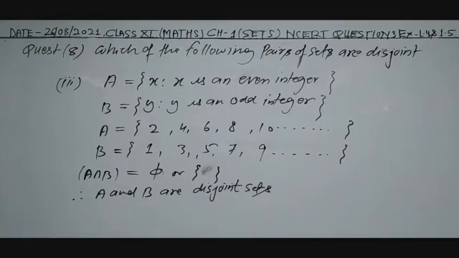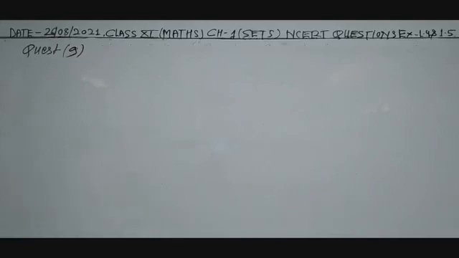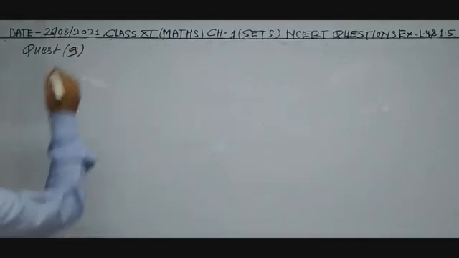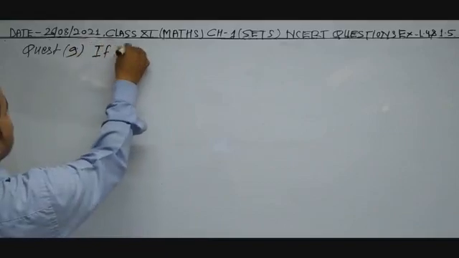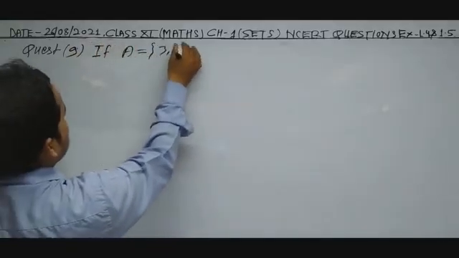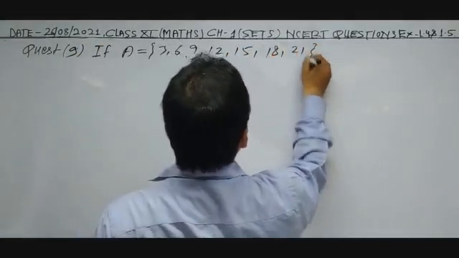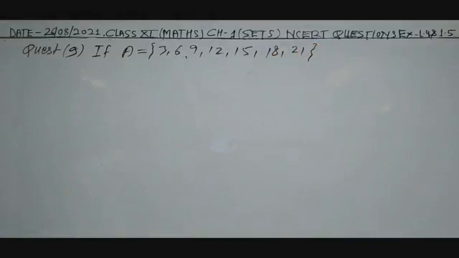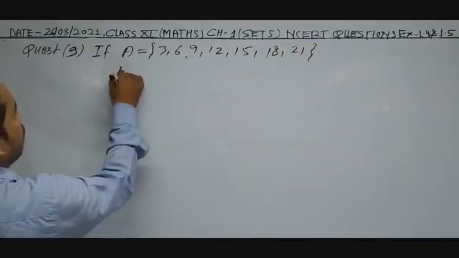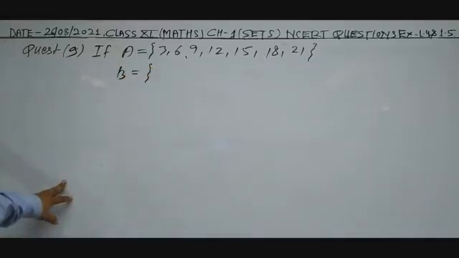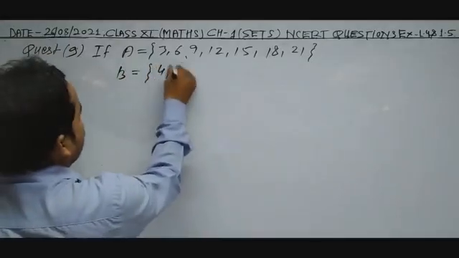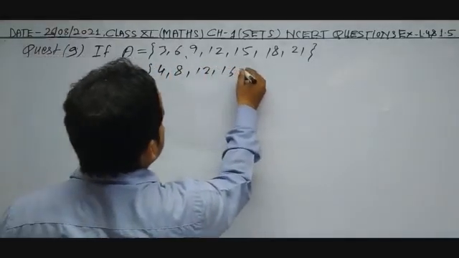The next question is question number 9. In this question it is given that capital A is equal to 3, 6, 9, 12, 15, 18, 21 and capital B is equal to 4, 8, 12, 16, 20.